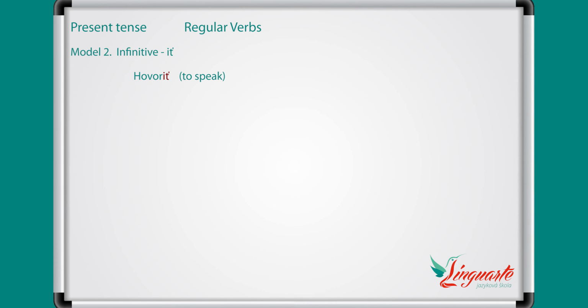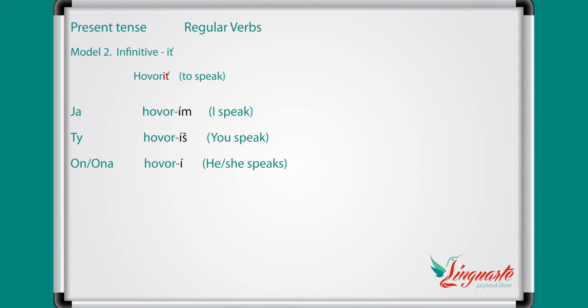plávať, to swim. The second model is the verb hovoriť, to speak, ending of the infinitive iť. Then we say ja hovorím, I speak, ending ím. Ty hovoríš, you speak, ending íš. On hovorí, he speaks, ending í. Ona hovorí, she speaks, ending í. Ono hovorí, it speaks, ending í.